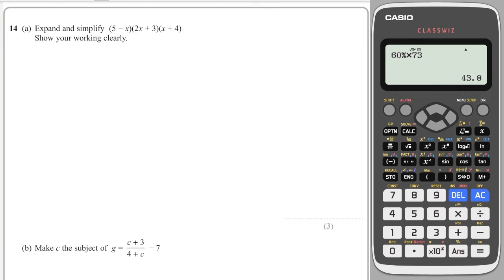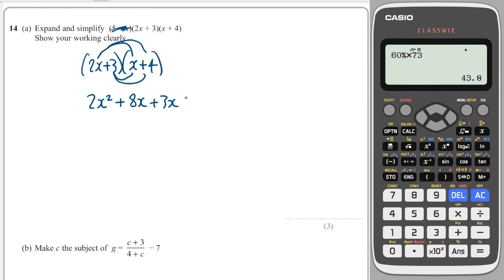Multiplying a triple bracket, what I recommend doing is just ignoring the first bracket and just focusing on the second and the third to get started with. So that's going to give me 2x plus 3 multiplied by x plus 4. This is going to give me 2x squared plus 4x plus 3x plus 12. Simplifying is going to give me 2x squared plus 11x plus 12.